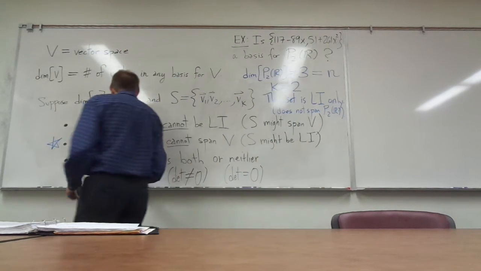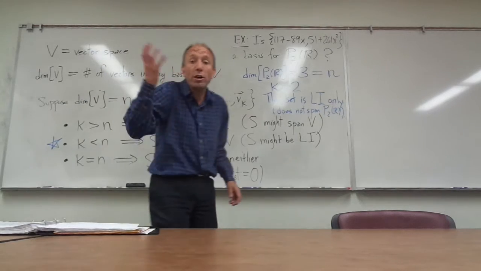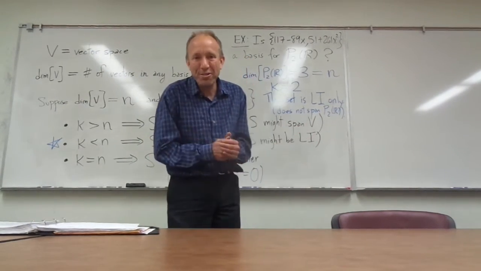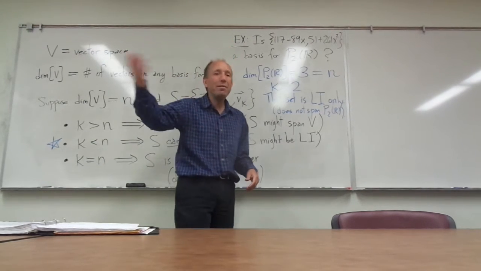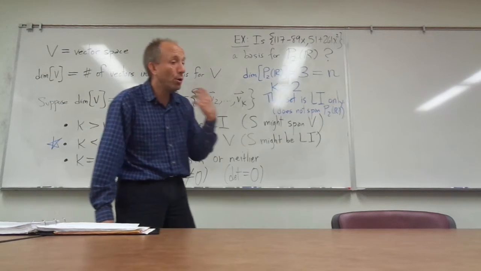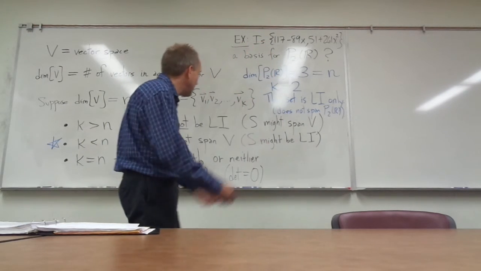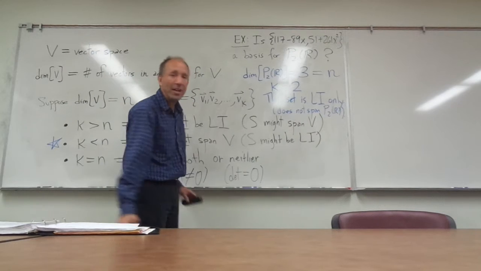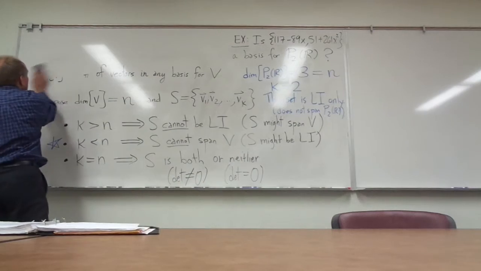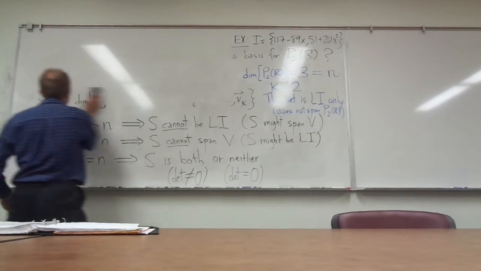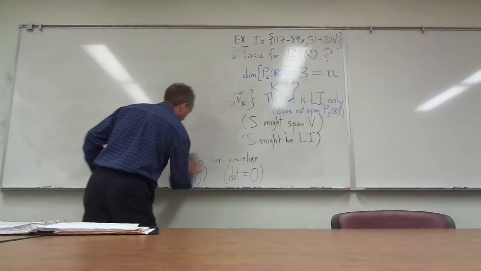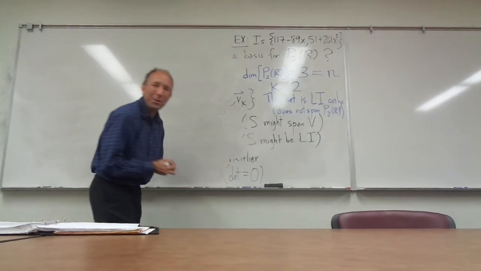So if I give you the wrong number of vectors and I ask you, is it a basis? That's an easy question, right? If I give you too many vectors, it's not a basis because the vectors can't be LI. If I don't give you enough vectors, then they can't be a basis because they aren't going to span the vector space. This is why it is so important to know the dimensions of the vector spaces that you typically are working with. So let's just throw one more example up here.